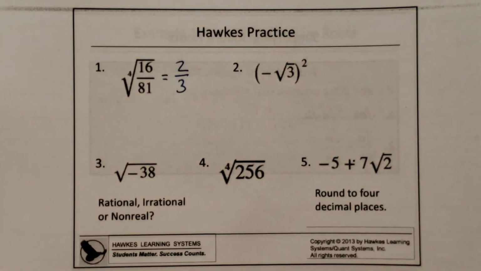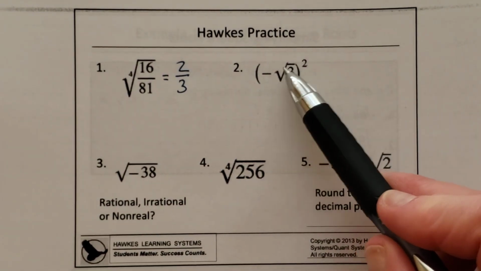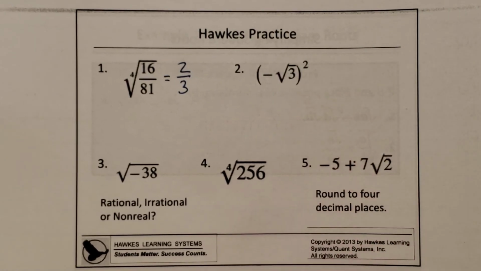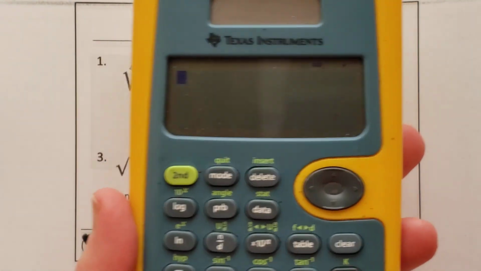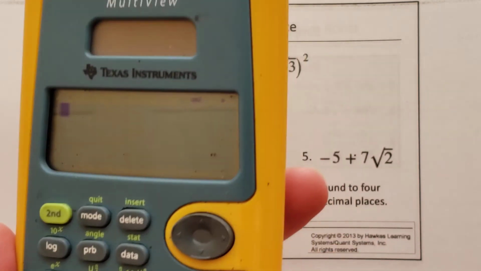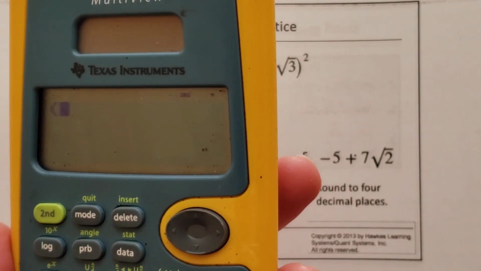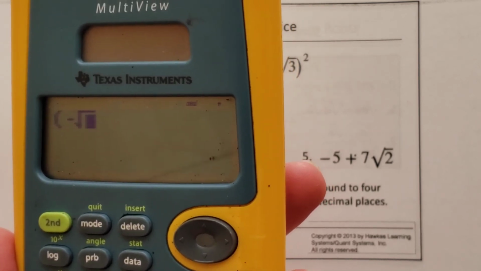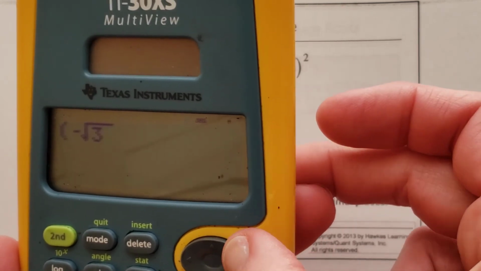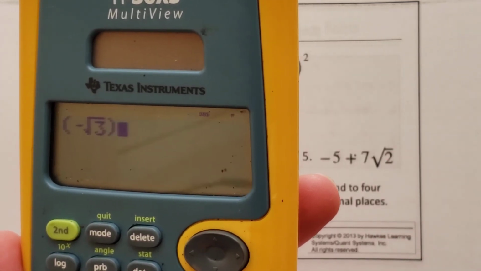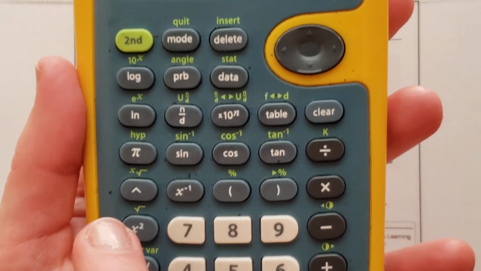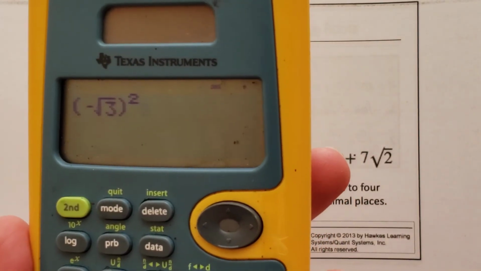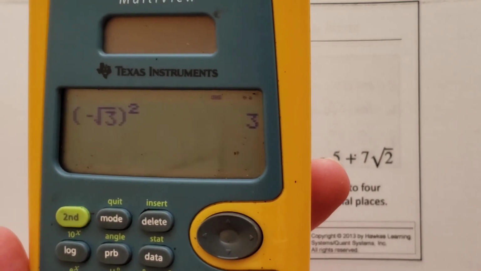All right, now number 2. Just so you know, a radical sign and a square always cancel each other out. So this answer is just 3. But just to be sure, we're going to plug it in our calculator. So I'm going to type it in exactly like I see it. I'm going to type in my parentheses, my negative button, my square root button, 3. Right arrow to get out of the radical. Now end your parentheses, and now I'm going to do my x squared button right here. Now I'm hitting enter, and the answer is 3.